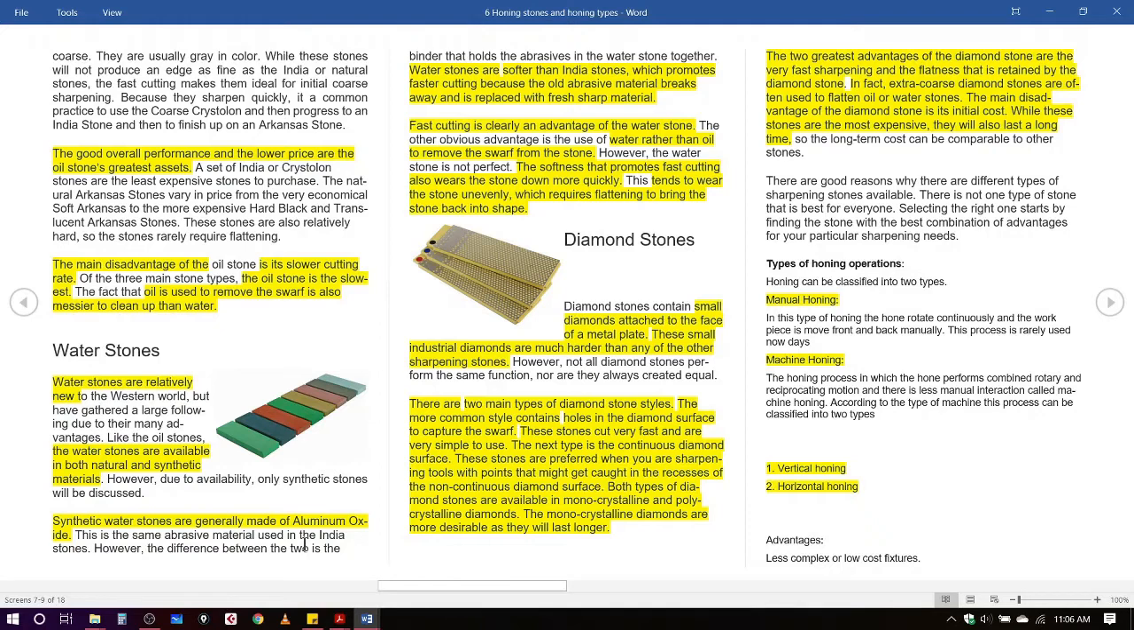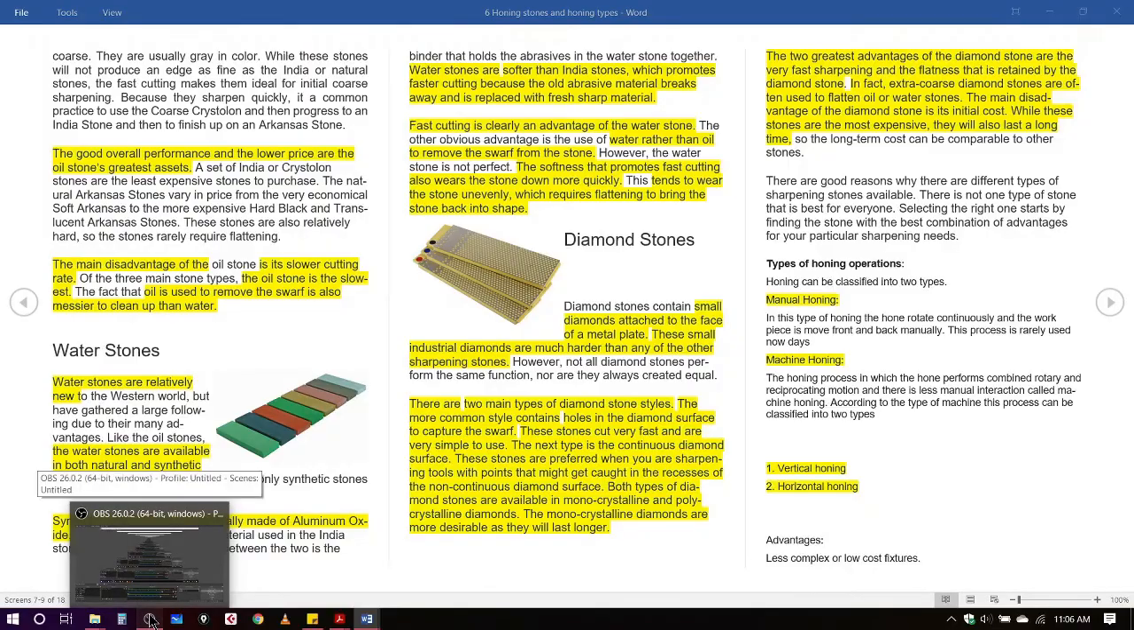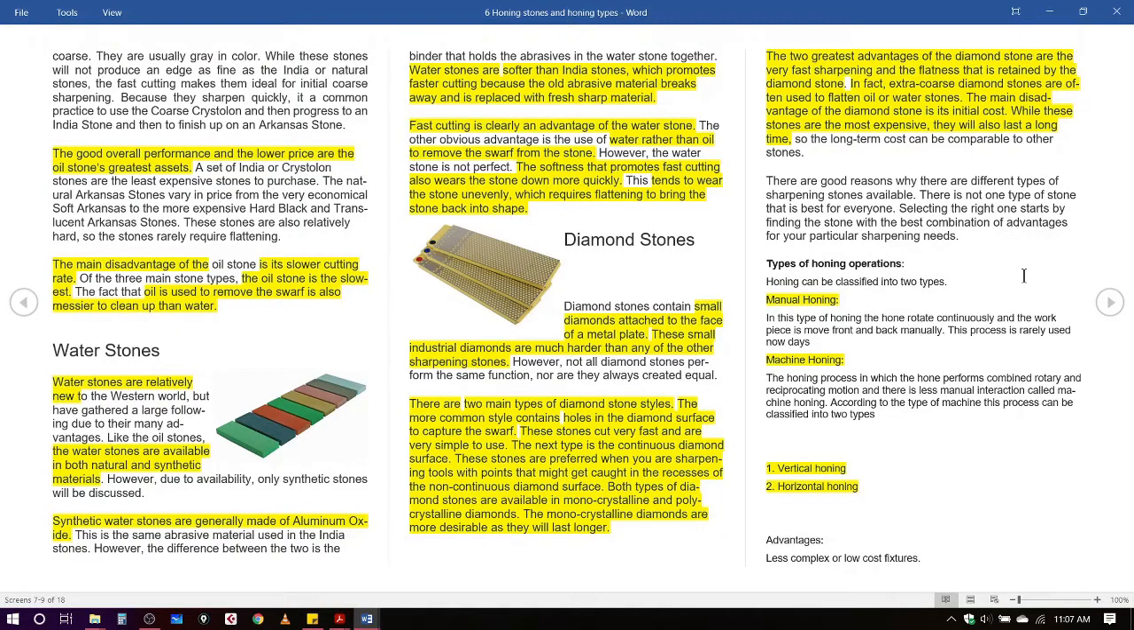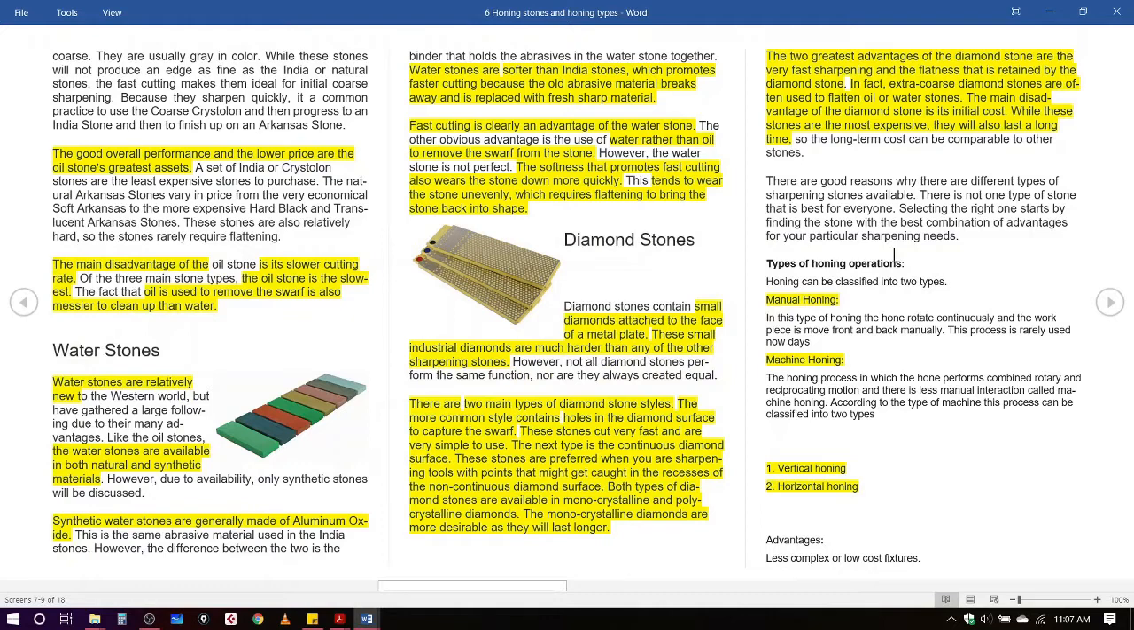The monocrystalline diamonds have more life and they are more desirable in honing operation. The two great advantages of diamond stones are they have faster sharpening ability and the flatness of the diamond stone will be retained for a long time. The diamond stones are so hard that they are used to flatten oil stones and water stones. But the main disadvantage of diamond stone is that it has higher initial cost. Even though they are expensive, they will last longer and they have more durability.